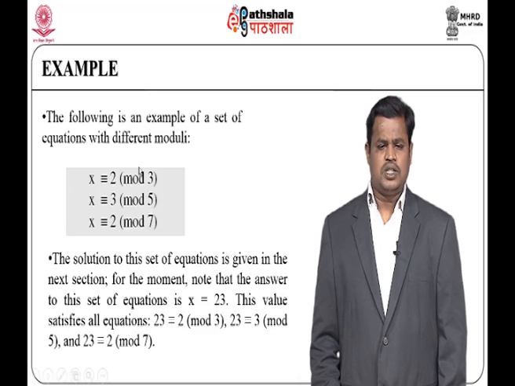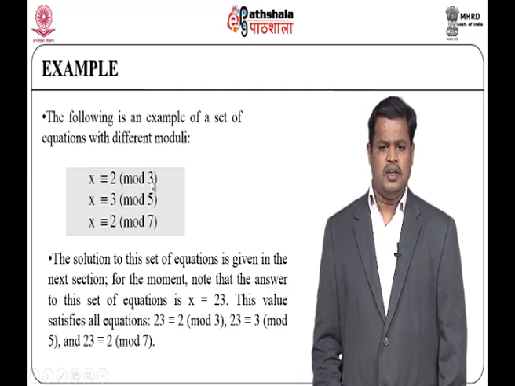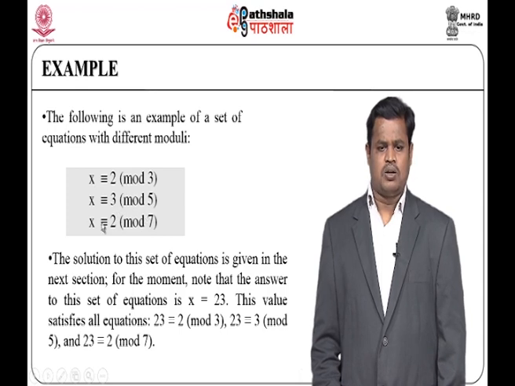of congruences. So, let us work with an example before going to solve that particular riddle. We should also know how to solve it, right. Here is a set of equations with different moduli 3, 5 and 7. So, x is congruent to 2 mod 3, x is congruent to 3 mod 5 and x is congruent to 2 mod 7. The solution to this set of equations is given in the next section. For the moment, note that the answer to this set of equations is 23.